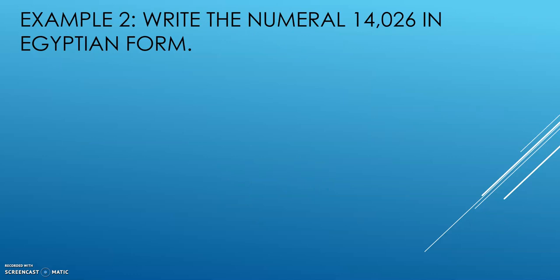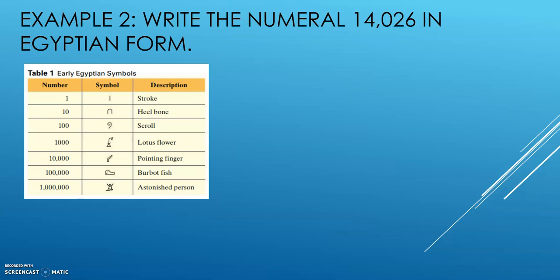Example 2, write the numeral 14,026 in Egyptian form. Looking at the chart first, start with the strokes. There are 6 of them. You would make 6 strokes. The number in the tens column is 2, so 2 heel bones, 0 scrolls, 4 lotus flowers, and 1 pointing finger.